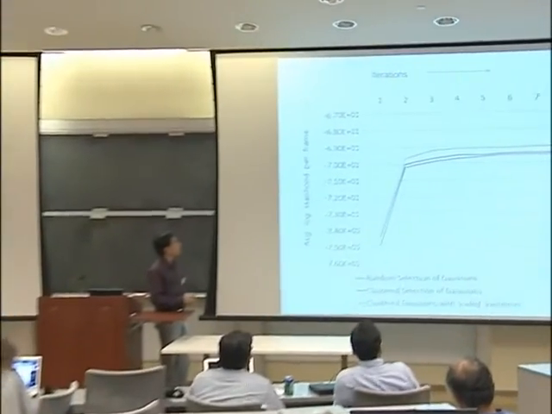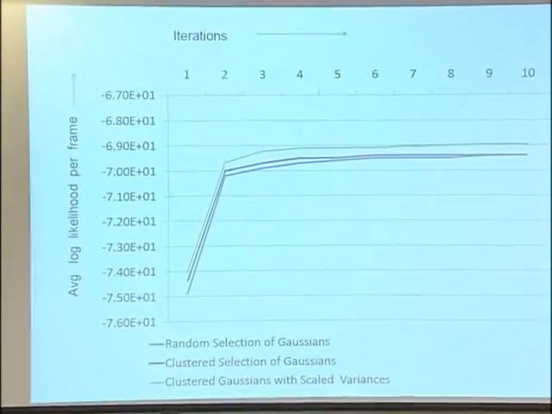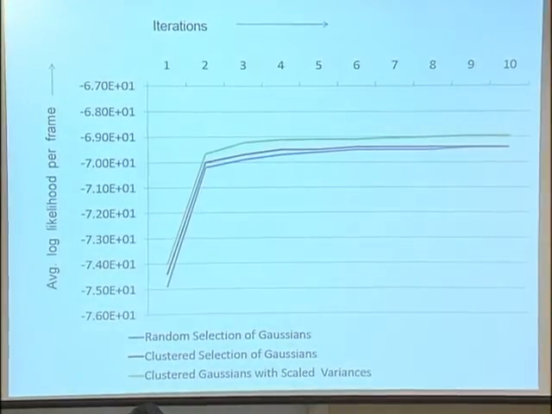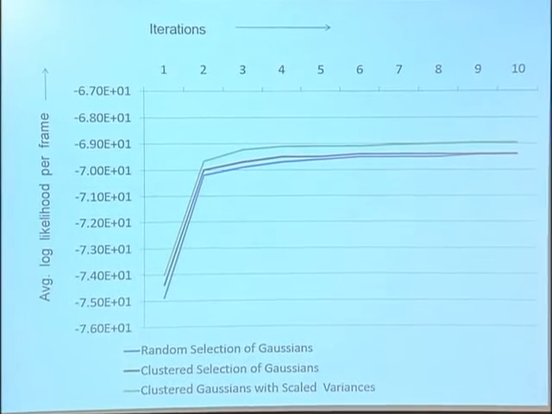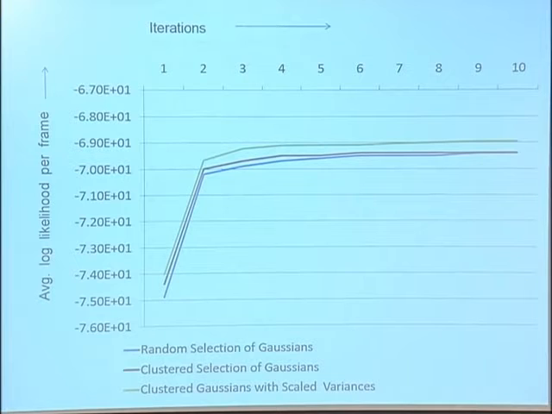These are the results. Maximum likelihood per frame versus iterations on the 3 experiments that I performed. Firstly, the random selection of Gaussians that I have shown in that block diagram. Second, the clustered selection of Gaussians. Thirdly, the clustered Gaussians with scaled variances and following some experiments on variance initialization. So we see that the scaled variances seem to work.